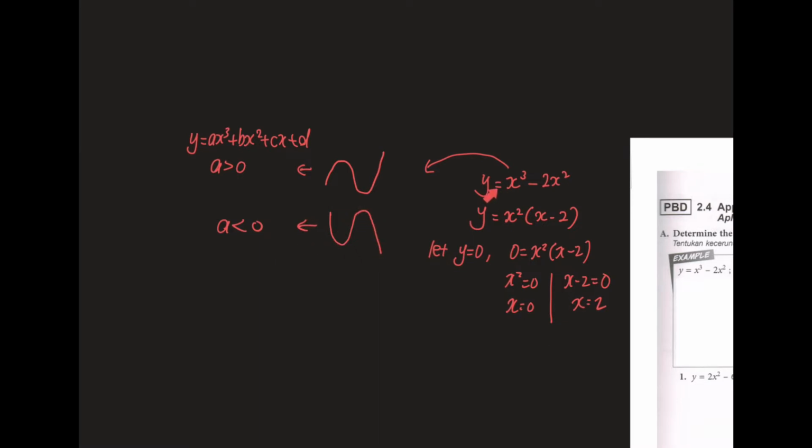So for our case, the a is the number in front of x power 3, which is 1. Our a is 1. Okay, I write it down first. Since our a is equal to 1, which is more than 0, our graph is going to be like this. Okay, let's say I sketch the graph.